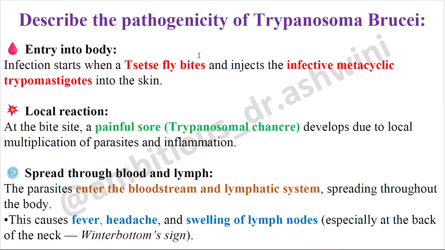Now we will see the pathogenicity of Trypanosoma brucei. Entry into the body: infection spreads when a tsetse fly bites and injects the infective metacyclic trypomastigote into the skin. Local reaction: at the bite site, a painful sore, that is trypanosomal chancre, develops due to the local multiplication of parasites and inflammation. Spread through blood and lymph.